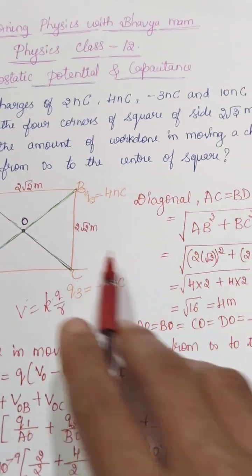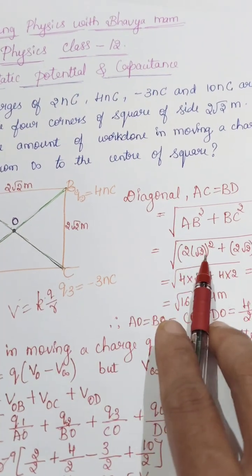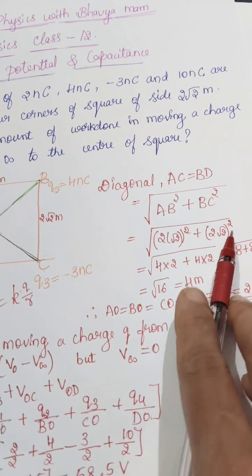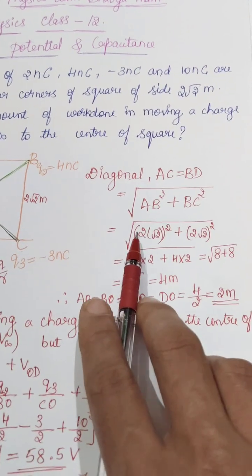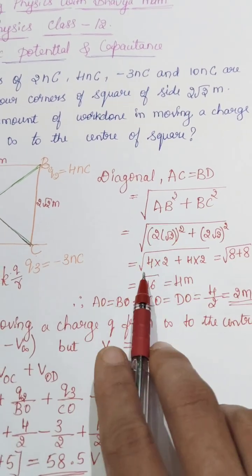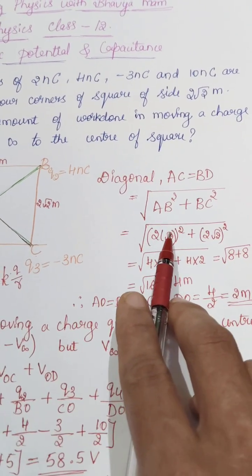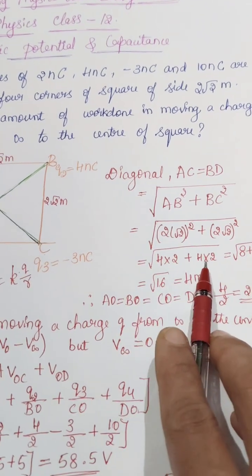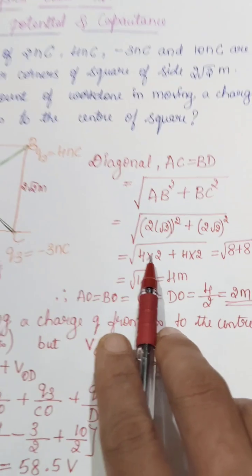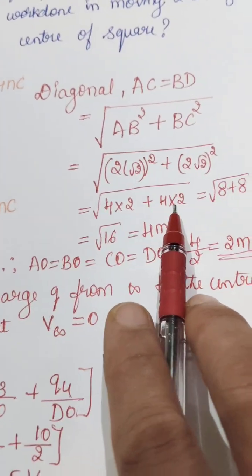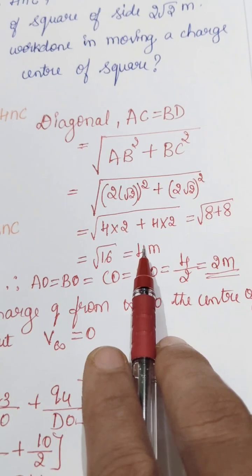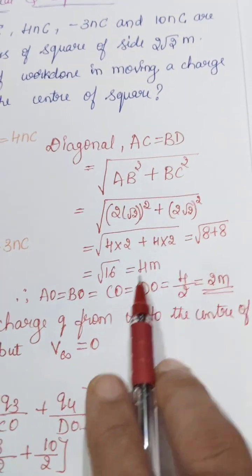Therefore, how to calculate? AB is given as 2 root 2. So, square it. 2 root 2, square it. 2 square is 4. Root 2 square, root and square cancel, therefore it will be 2. Similarly here, right? So, therefore, 4 into 2 is 8. 8 plus 8 is 16. Square root of 16 is 4 meter. Therefore, the diagonal is 4 meter.